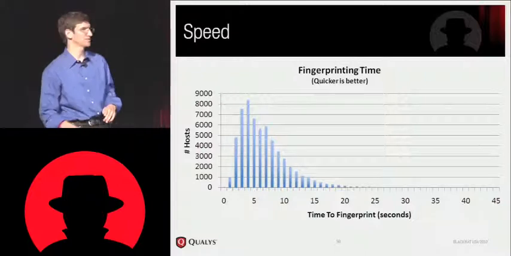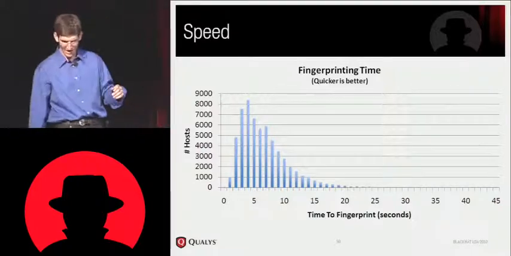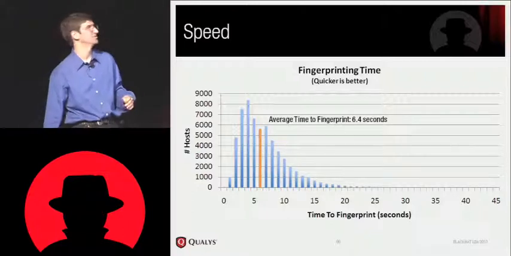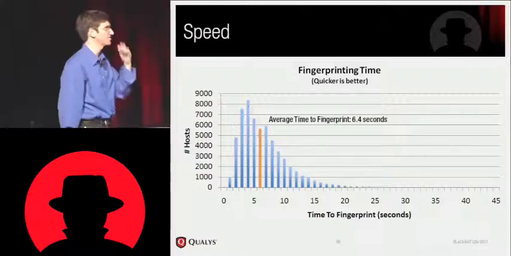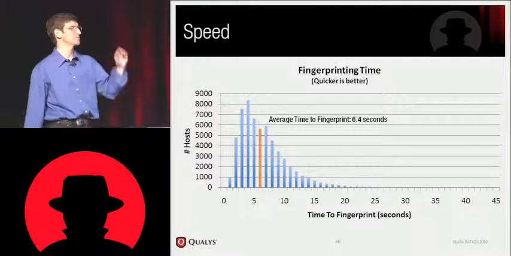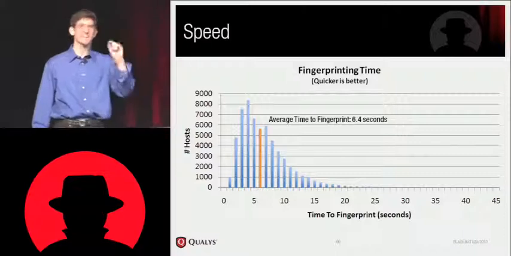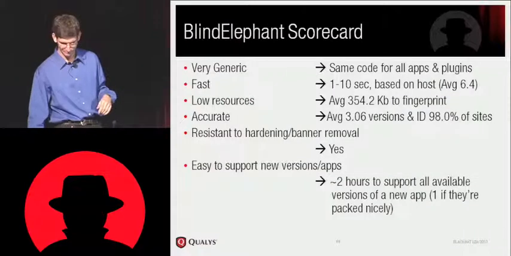Speed. I was hoping to not send you out to get a cup of coffee, and we do all right. The average is 6.4 seconds, 6.5 seconds. 95% of fingerprints are done within 10 seconds. Guessing will take you a little bit longer.